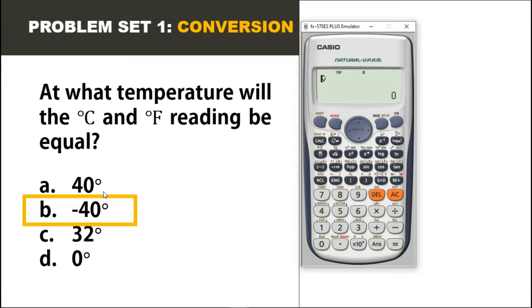Let's try letter A. Letter A is 40. As you can see, at 40 degrees Celsius, that is 104 degrees Fahrenheit. So that is not equal. 40 is not equal to 104. Let's try negative 40. Negative 40 degrees Celsius is actually equal to negative 40 degrees Fahrenheit. So letter B is the answer.